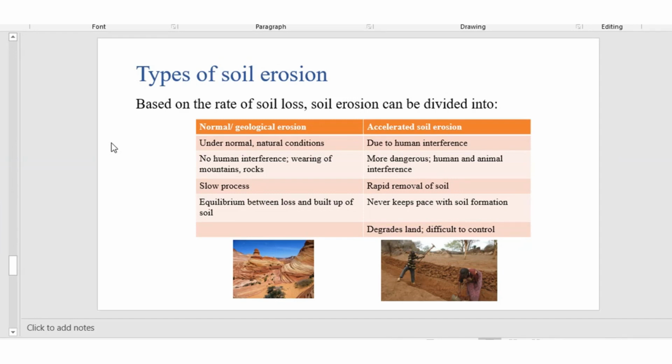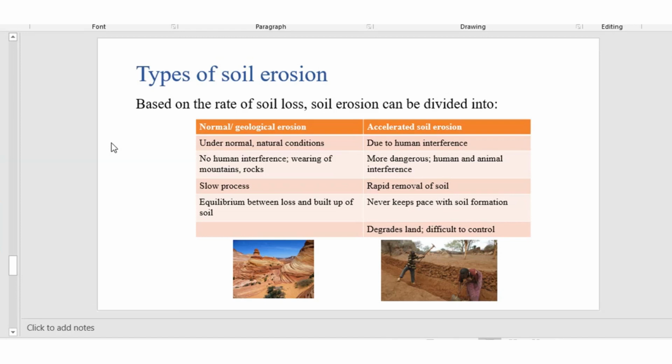So natural erosion, or the normal geological erosion, is not bad because its pace is slow. Uski speed is not very fast, and since its speed is slow, it basically helps form an equilibrium between loss and buildup of soil.